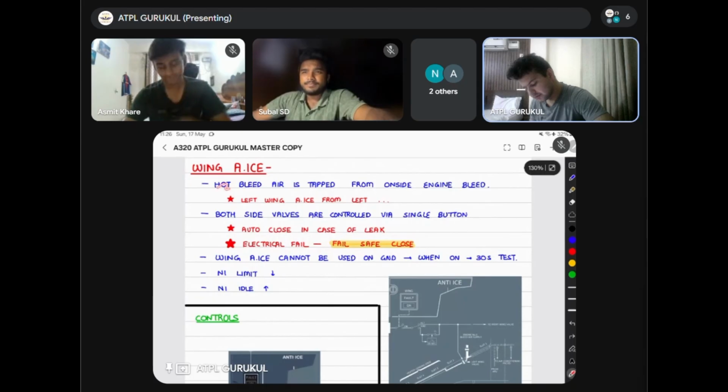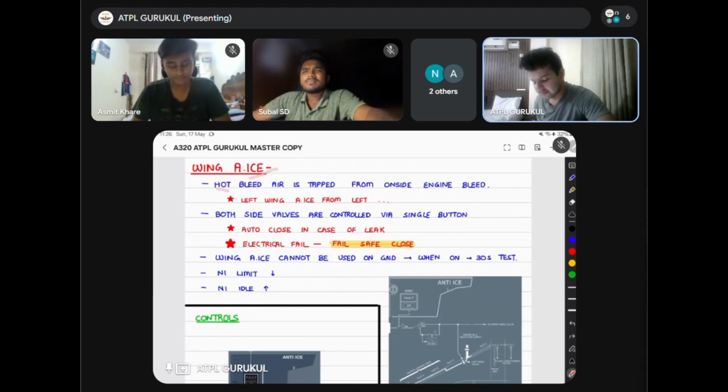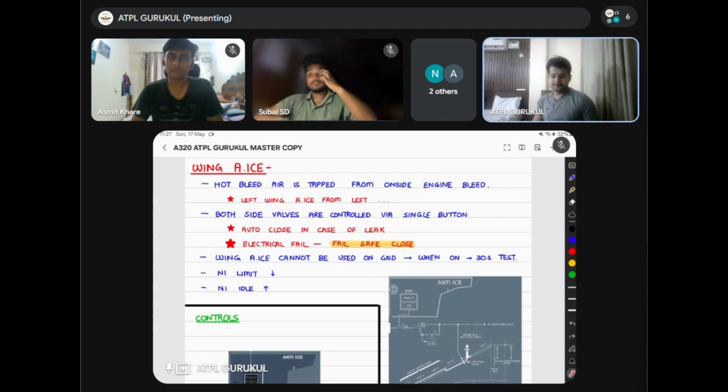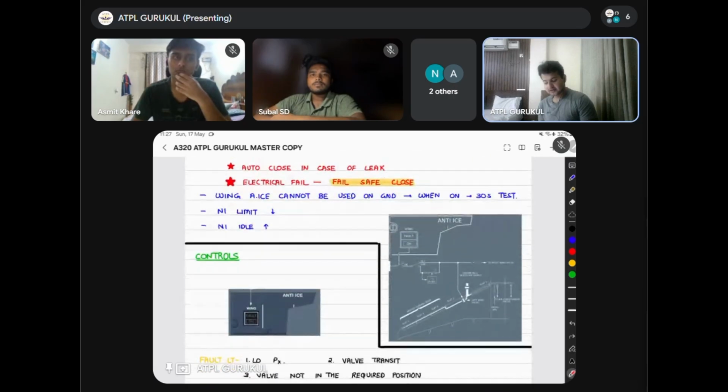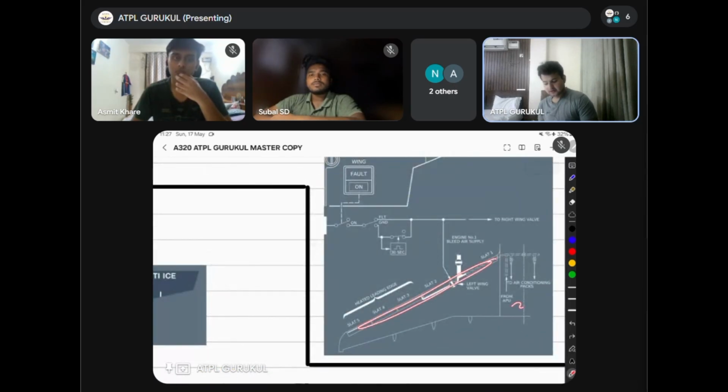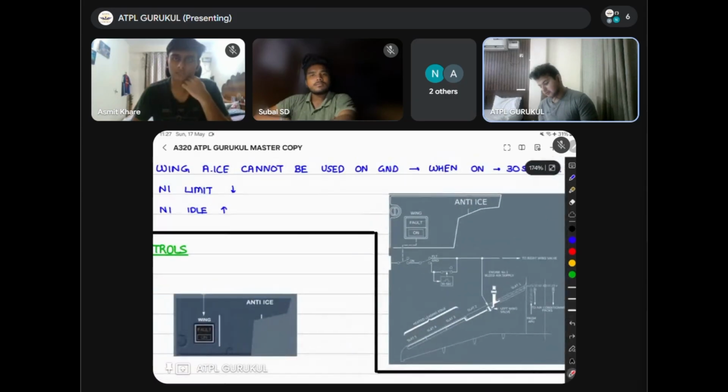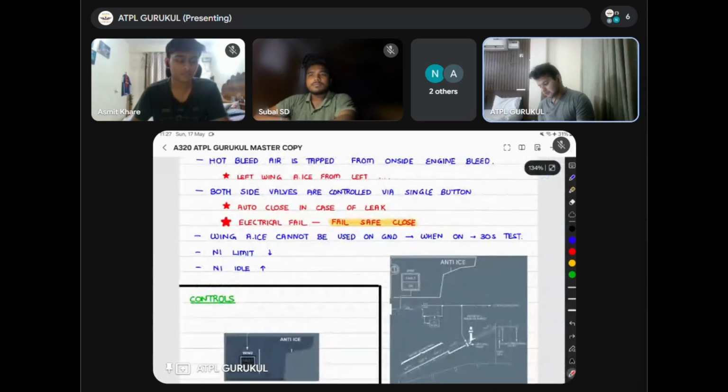So how do we do wing anti-ice? We take the hot bleed air. Okay, from where do we take this hot bleed air? One second. So where is the bleed air for the wing anti-ice taken from? Again, we need pneumatic air, right? So where do we take it from? From the on-side engine bleed. So that means if you want to supply bleed air to the left wing, you take it from the left engine, right? Similarly for the right wing. Easy. Now left wing anti-ice from the left.